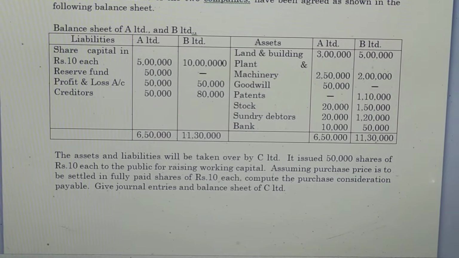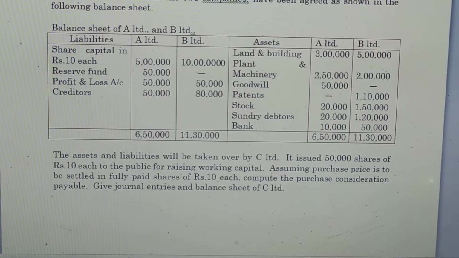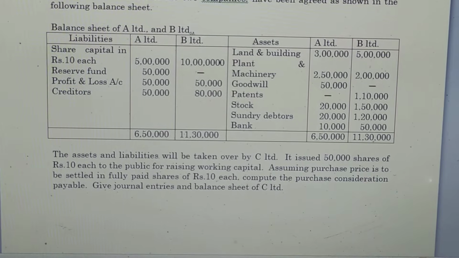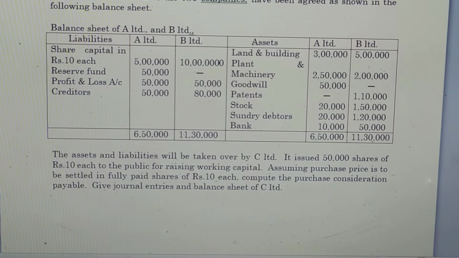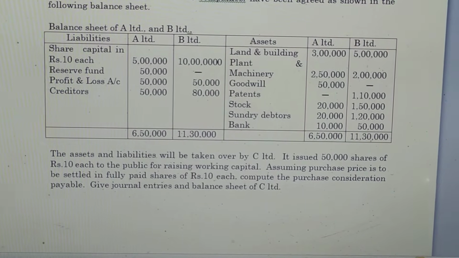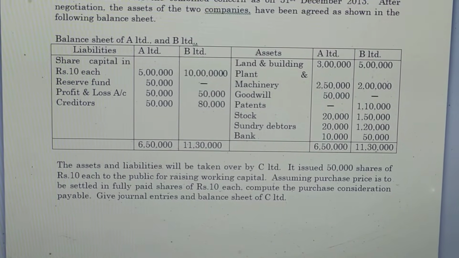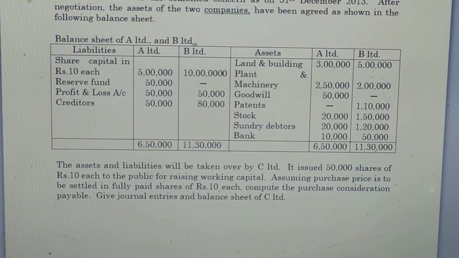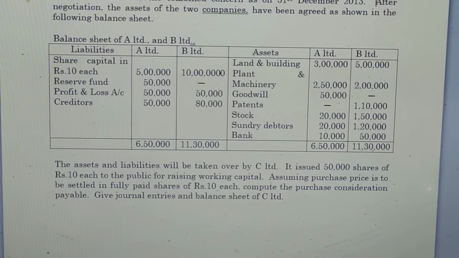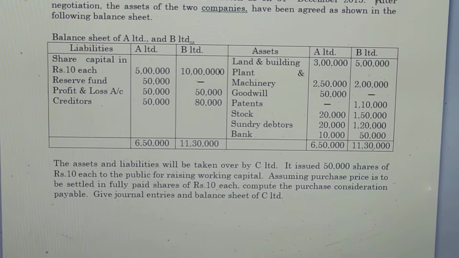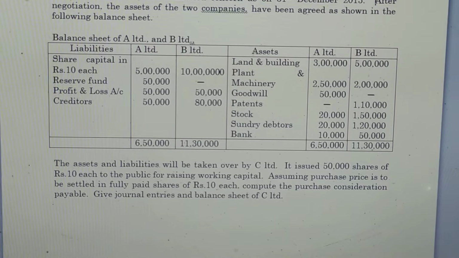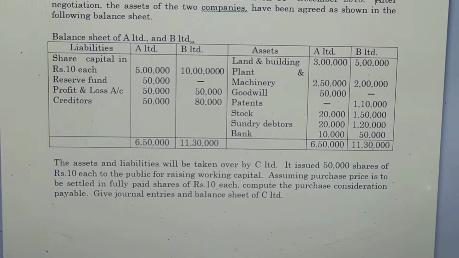The assets and liabilities will be taken over by C Limited. It issued 50,000 shares of rupees 10 each to the public for raising working capital. Assuming the purchase price is to be settled in fully paid shares of rupees 10 each, compute the purchase consideration payable, give journal entries and balance sheet of C Limited.